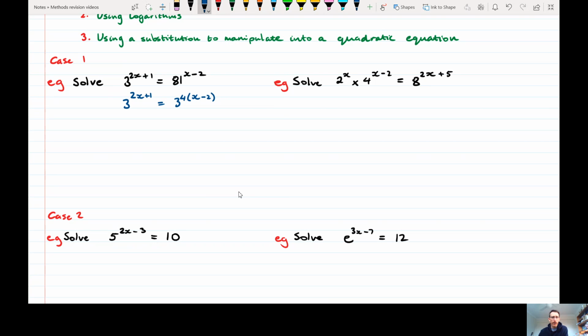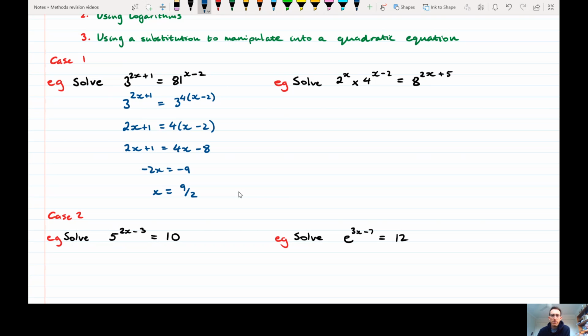Once you have that, you have both sides with the same base. I can now equate the indices. So we say 2x plus 1 must equal 4 lots of x take 2, and then we have a linear equation to solve from here. So hopefully no real issues from this point. So I'll just finish it off. Equals -9, x would be 9 over 2.